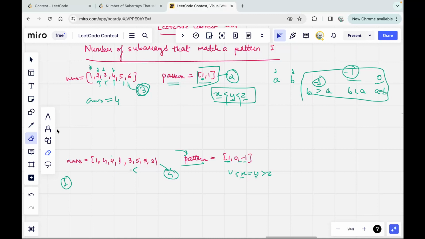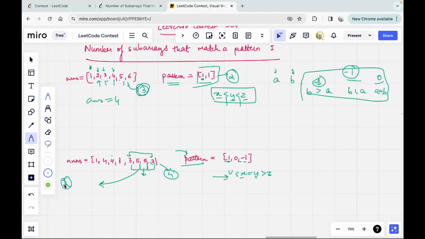So we'll consider the next subarray. The next subarray starts with 3. So this is the last subarray. Here I can see that v is less than x, yes. And x is equal to y, definitely. And y is greater than z, correct? So that means this is also an answer because it follows this pattern. So I'll include it in my answer.